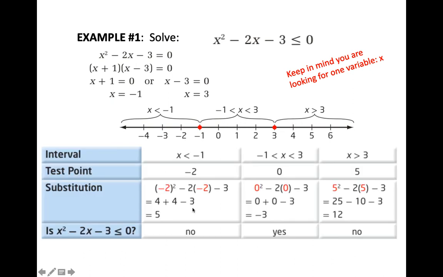And that's what you see that they've done. They chose a negative 2, and they realized that their answer didn't make sense, because when you put it in and got a 5, 5 is not less than or equal to 0. They put in a 0, because that's one of your easy ones in between, and they realized their answer was negative 3.